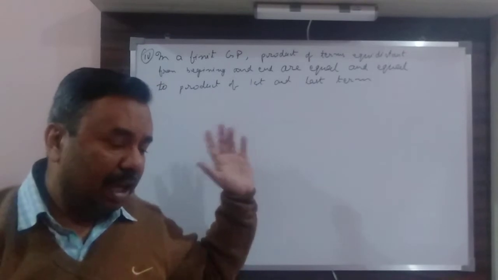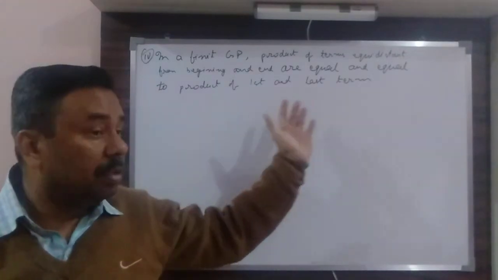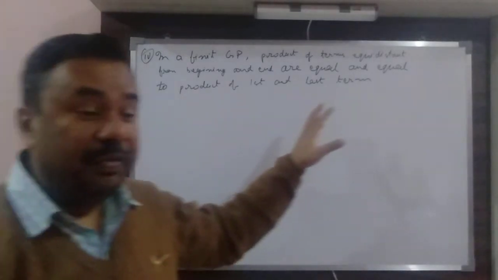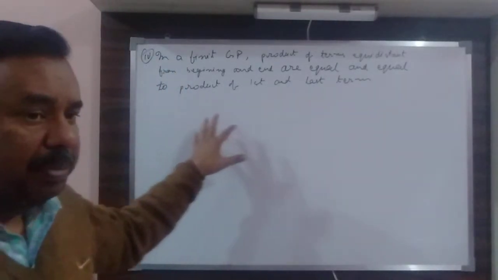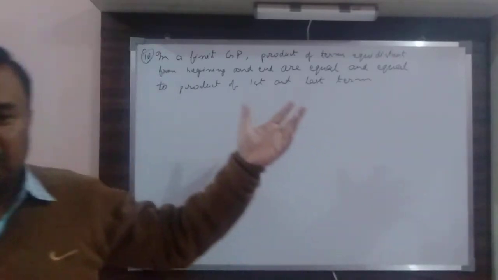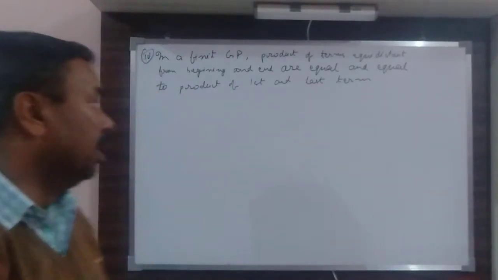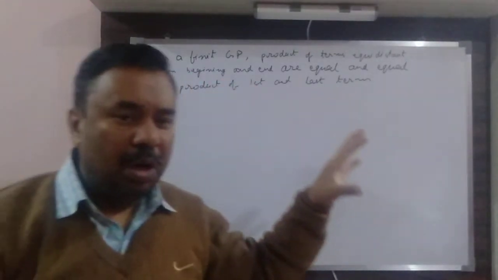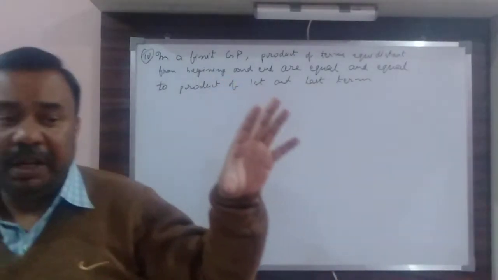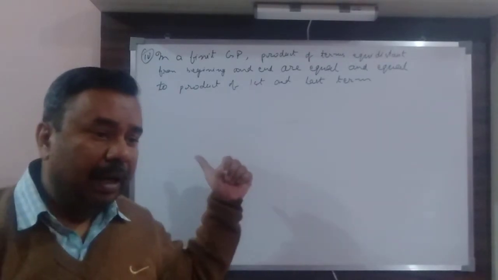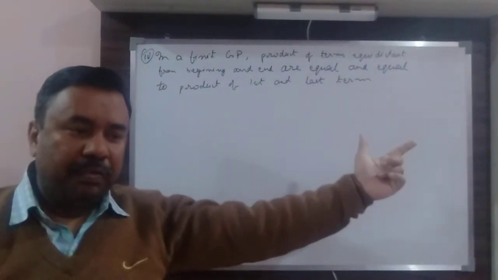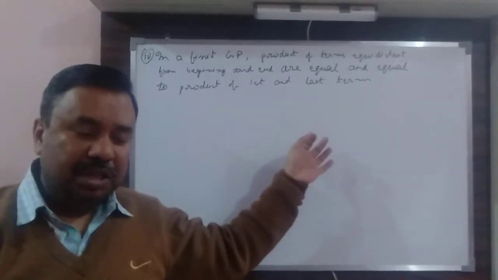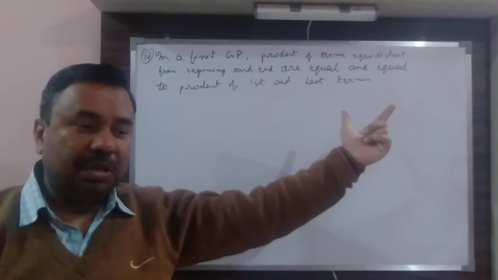So what I am saying is that the GP is not moving towards infinity. It is only up to certain terms, which we usually say up to n terms. If it is a GP of n terms, then the product of any two terms which are equidistant from the beginning and from the end, that is, at the same distance. If I am taking the first term, then it should be the last term from the end.